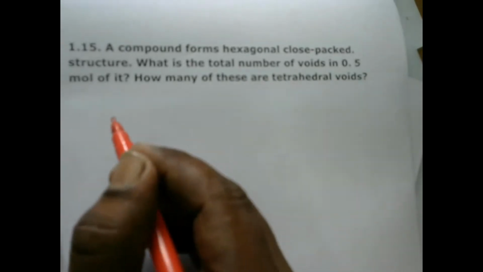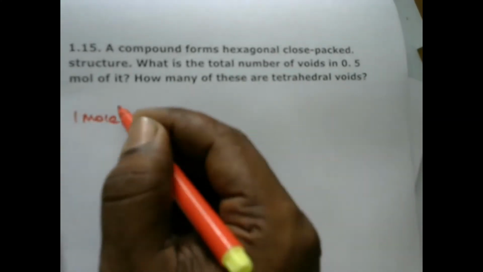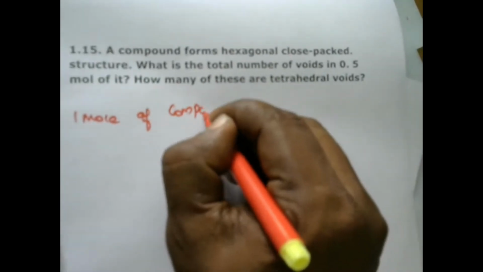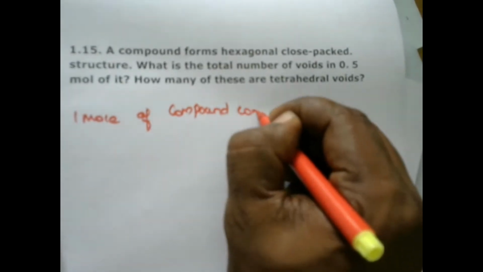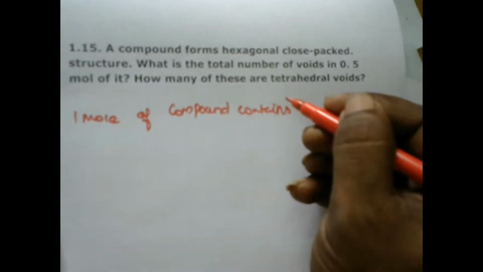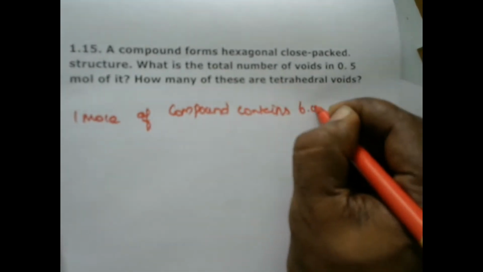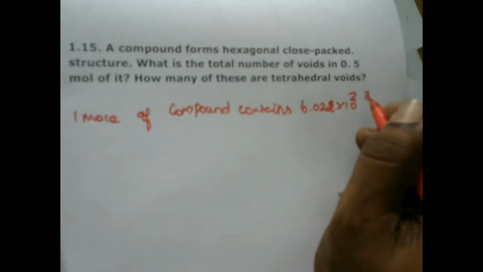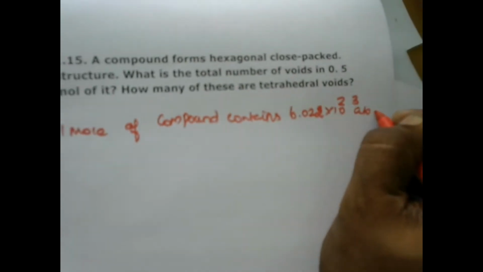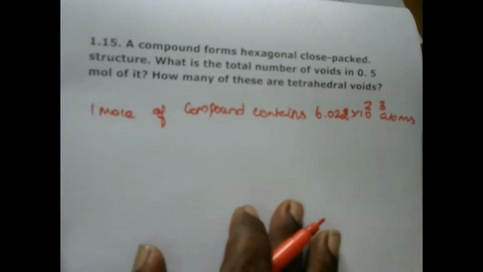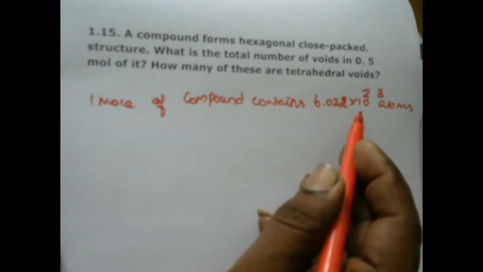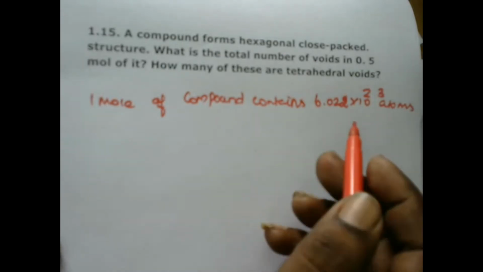First of all, we know that 1 mole of compound contains how many? 6.022 into 10 to the power of 23 atoms, right? One Avogadro number. So 1 mole of compound contains 6.022 into 10 to the power of 23 atoms. One Avogadro number of atoms.